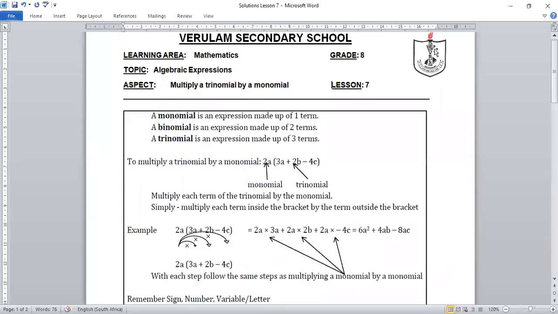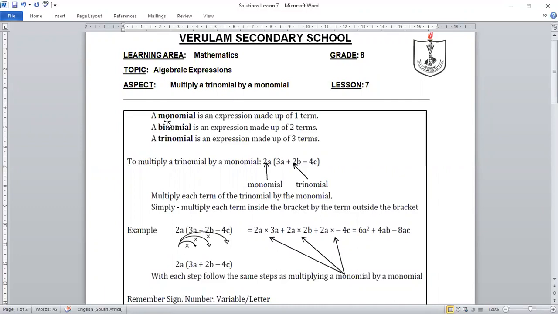Today's lesson deals with the solutions to the questions in Lesson 7. Lesson 7, the topic was algebraic expressions, and we discussed multiplying a trinomial by a monomial.